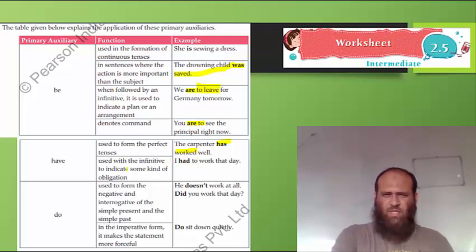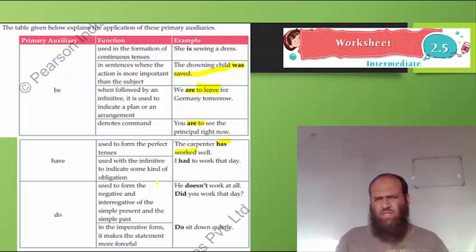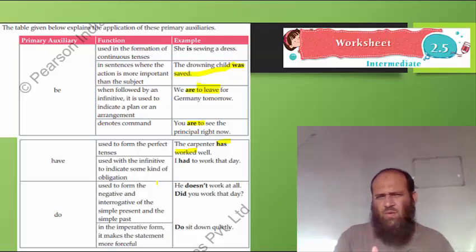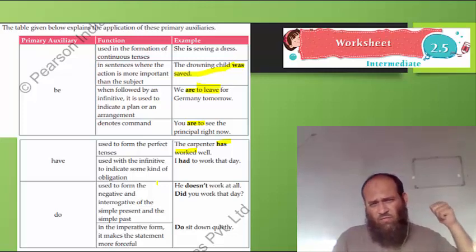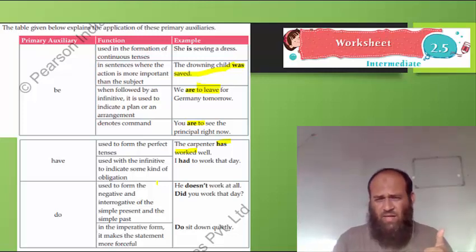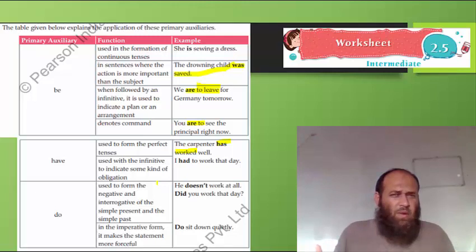In the same way, it shows a kind of obligation. In the morning when I was teaching you, I have to do it. There was a compulsion or obligation in the present form. This is also compulsion, but it is in the past form. I had to work that day. That day was very important for me and I had to work on that day. I couldn't go for playing.